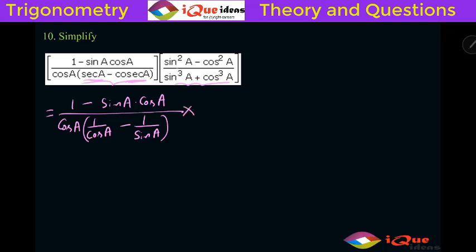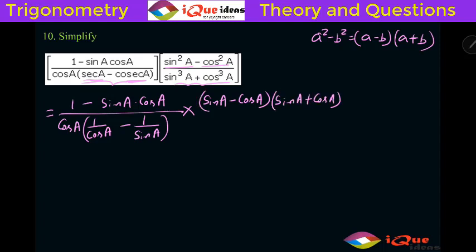Now the other side, look at this carefully. Sin square a minus cos square a. We know that a square minus b square is equal to a minus b into a plus b. So apply that, and you will get sin a minus cos a, right, into sin a plus cos a.